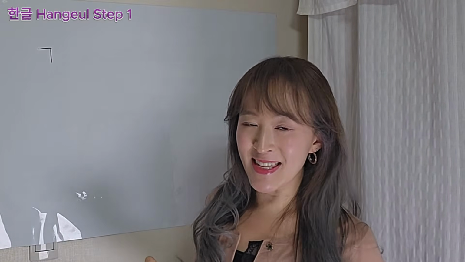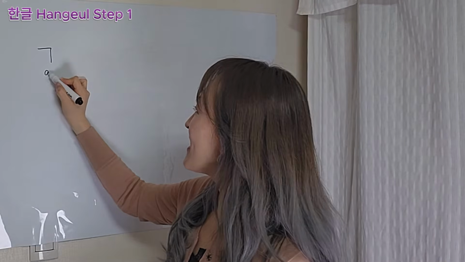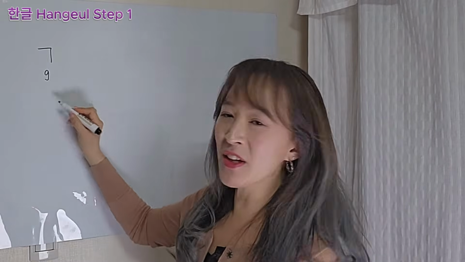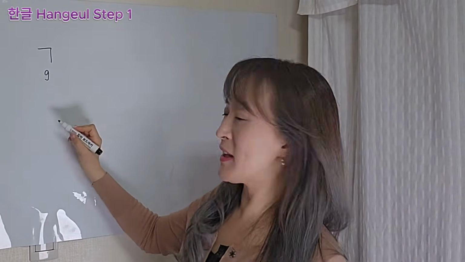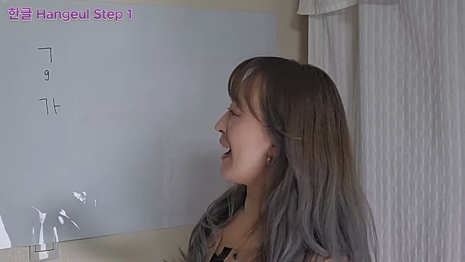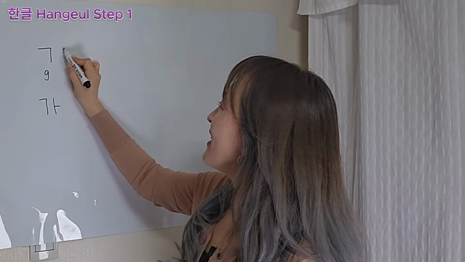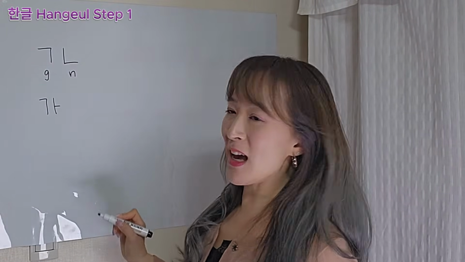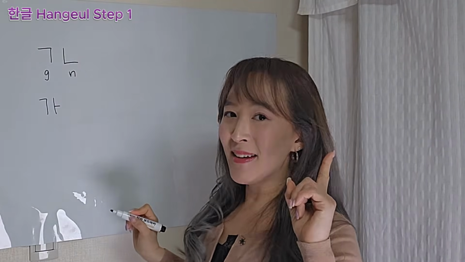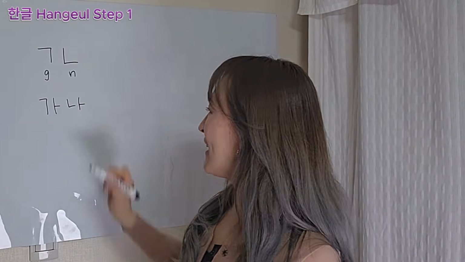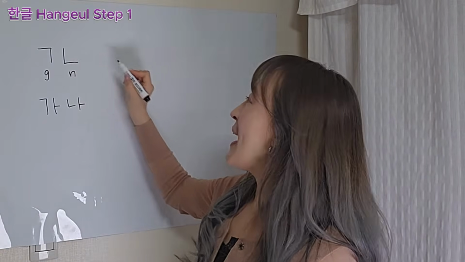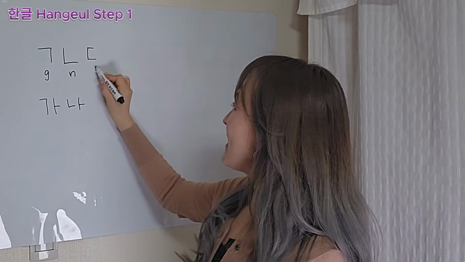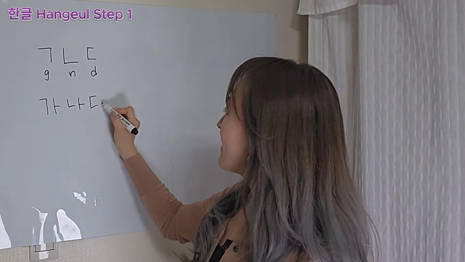기역 makes the g sound. And usually Korean kids learn it with the vowel ah, so we will do that too. So this one is ka, ka. And the next one is 니은, which makes the n sound. So that will be na, na. Na also means I. And 티귿 makes the D sound, so ta.